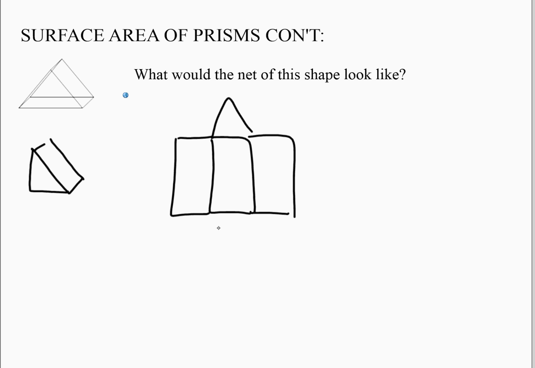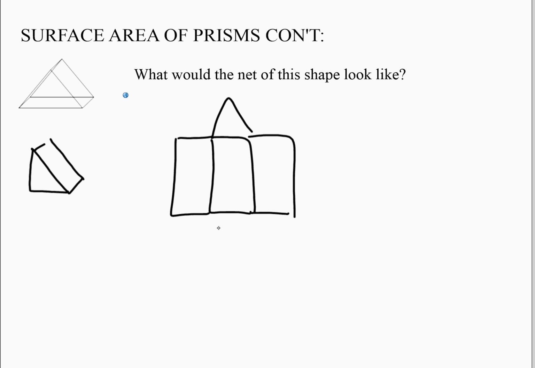What is the distance around a circle called? When we unravel it, that is called the circumference. So the rectangle in the net of a cylinder is actually the circumference. So the net of a cylinder, again, will be a rectangle, a circle, and a circle.